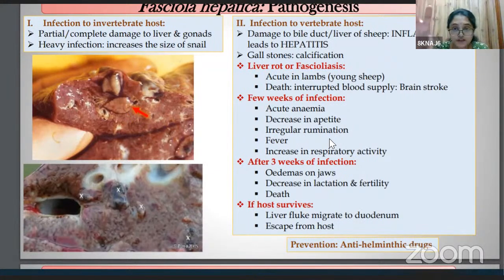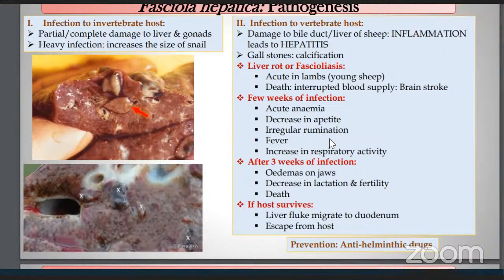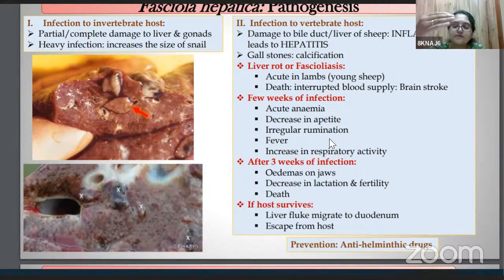Now, if the host survives, this liver fluke can migrate to the duodenum and then it escapes from the host. Liver, then digestive tract, so it escapes out in the feces. That is what I told you first. So that is done by escaping to the duodenum, then through the fecal matter, it comes out of the host.